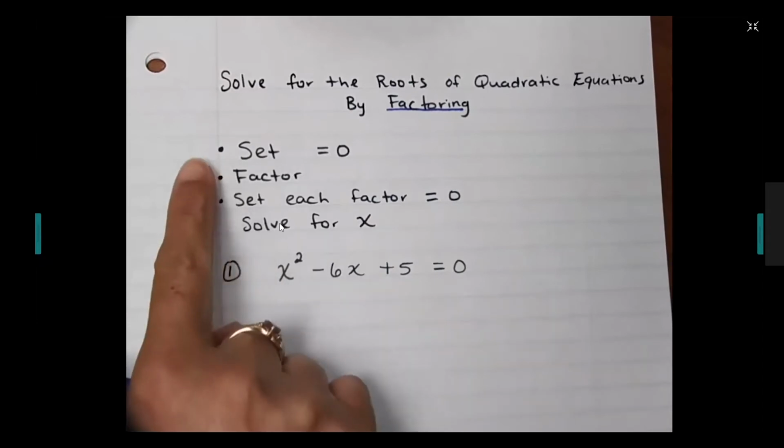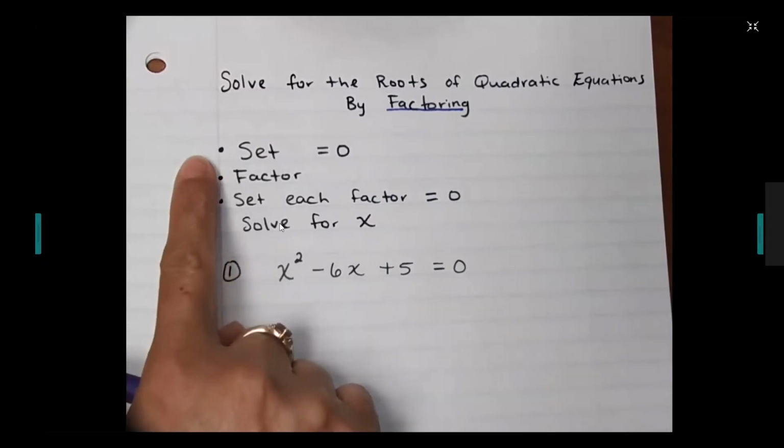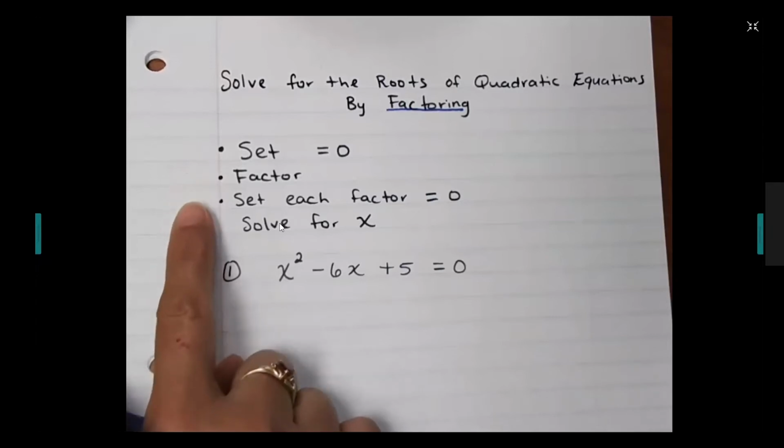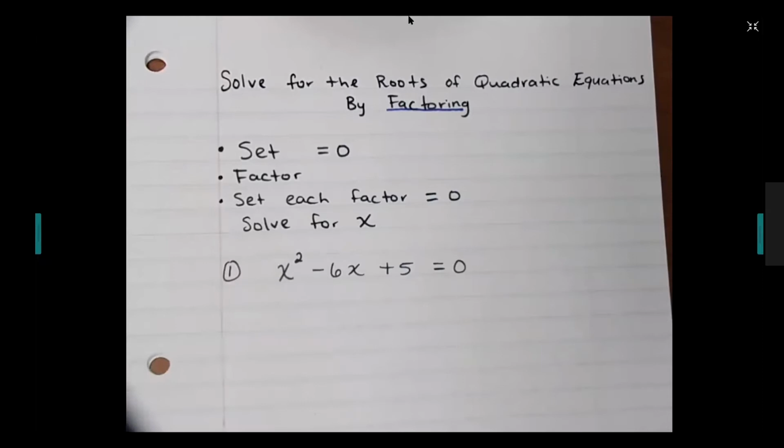To find the roots using this method, you first have to ensure that your equation is set equal to 0. If it's not set equal to 0, you first have to fix it. Once it's set equal to 0, you factor the trinomial, or whatever quadratic expression you have. Then once you have the factors, you just set each factor equal to 0 and solve for x. So let's see what the process looks like.